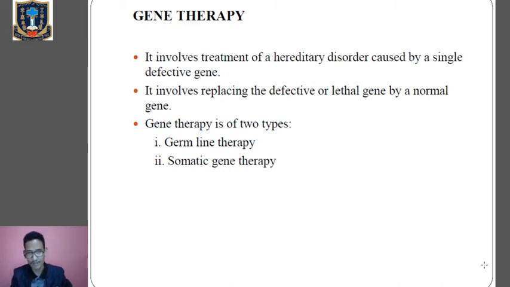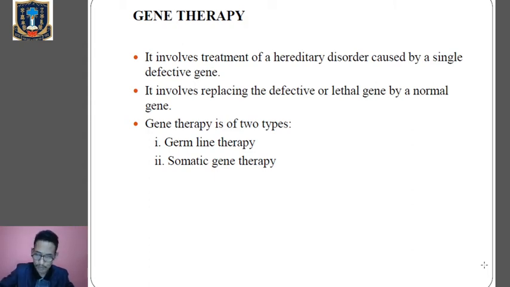Number 2 is somatic gene therapy. In this therapy, the functional gene is introduced into the somatic cells. Somatic cell means the body cells. Okay, so we have got two types of gene therapy. Germline therapy, in which the functional gene is introduced into the reproductive cells or the germ cells like sperm or the ovum or even the zygote to replace the defective genes. And in somatic gene therapy, we are introducing the functional gene into the somatic cells or the body cells.